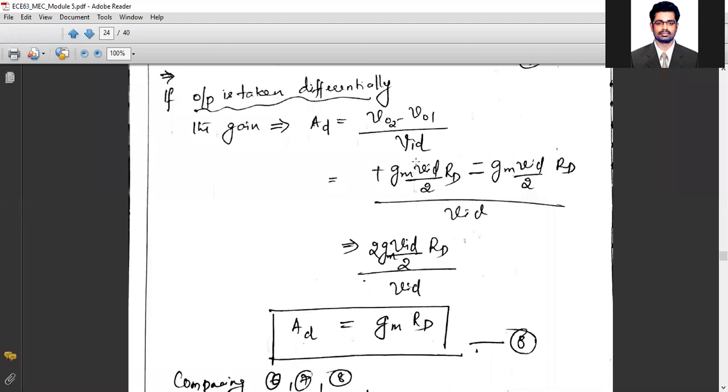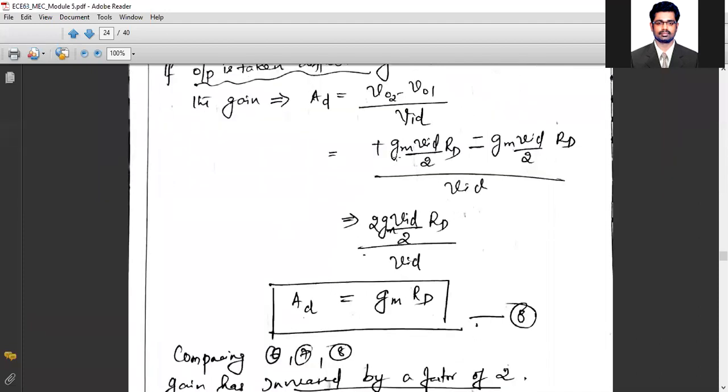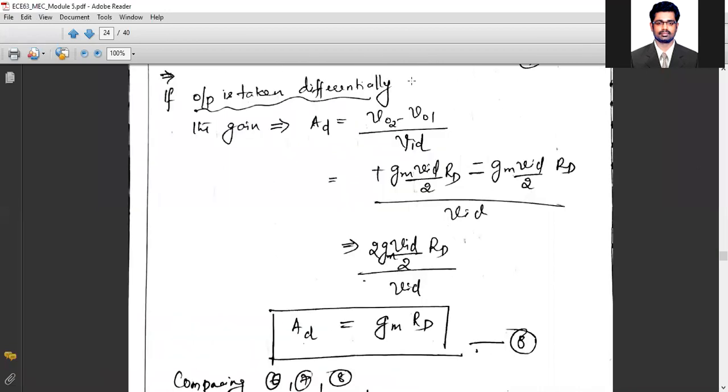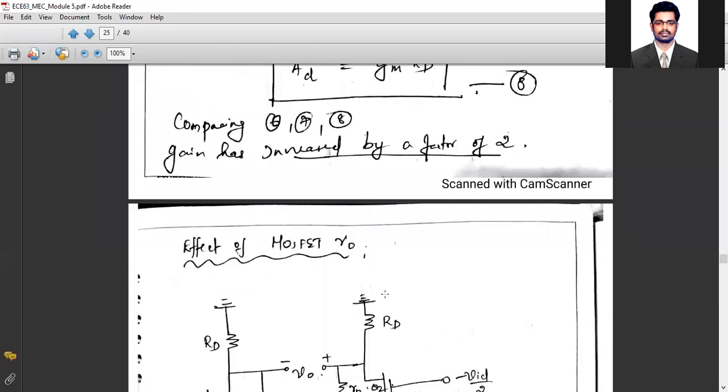Double-ended means we should take the output from the drain of Q2, and the reference will be the drain of Q1. Whereas for a single-ended, I'll take only the output either across D2 or across D1, but the reference will be with respect to ground. Any doubts in this comparison? So you can write the inference: the gain has been increased by a factor of 2 for the double-ended case.